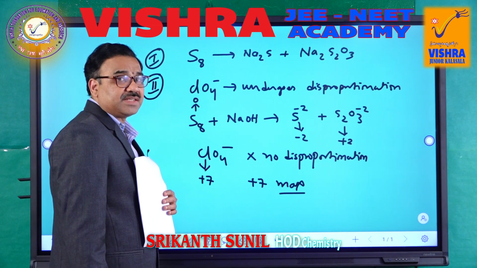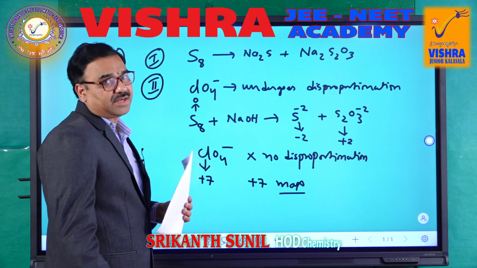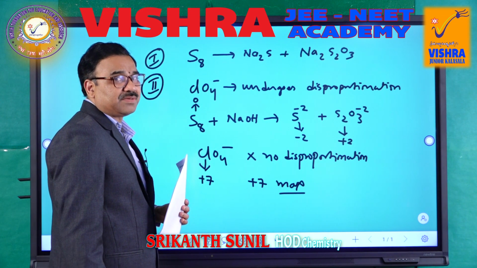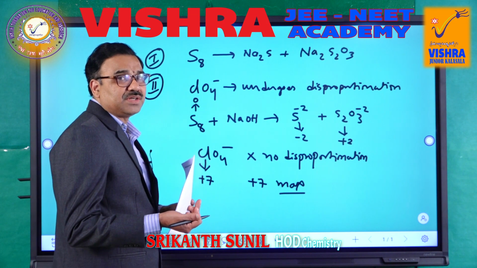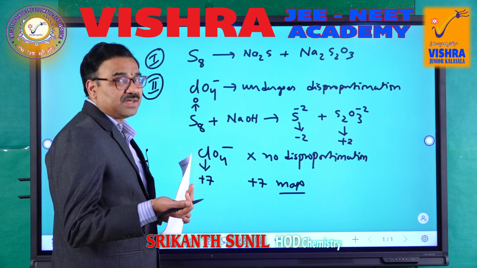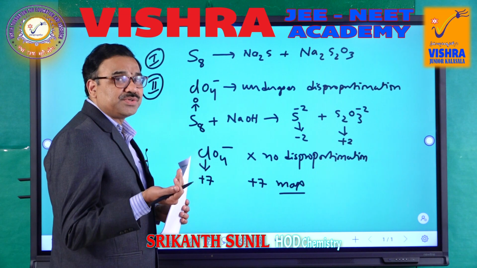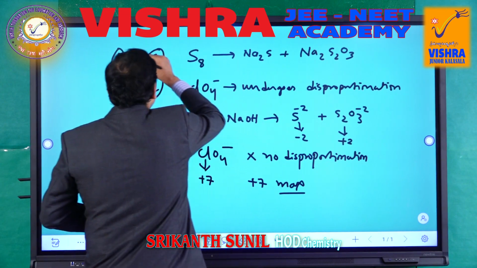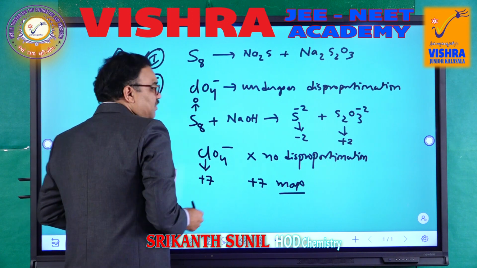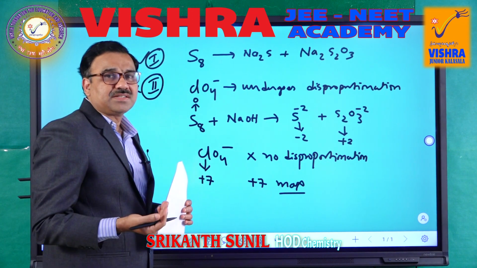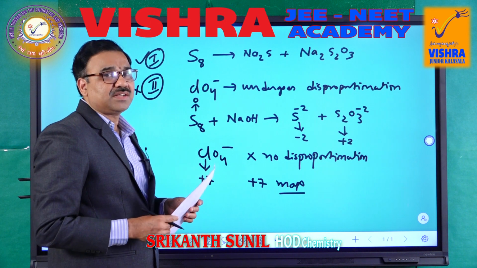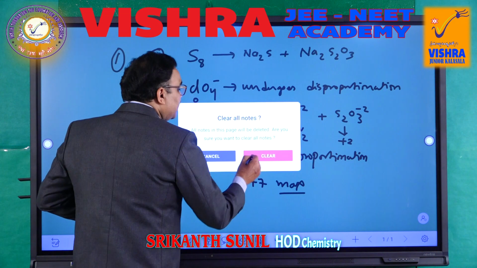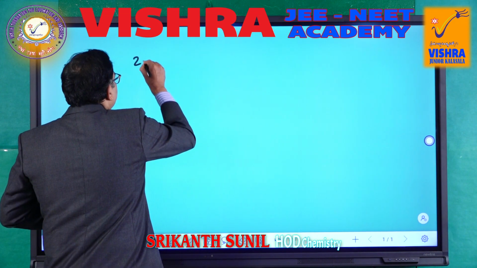When it cannot increase its oxidation state, then it cannot act in a disproportionation reaction, because acting as an oxidizing agent is possible, but acting as a reducing agent is not possible. So this statement is correct, this statement is wrong. So the first statement is correct, second statement is incorrect is the answer that you have to select. Now let us continue with the second question.